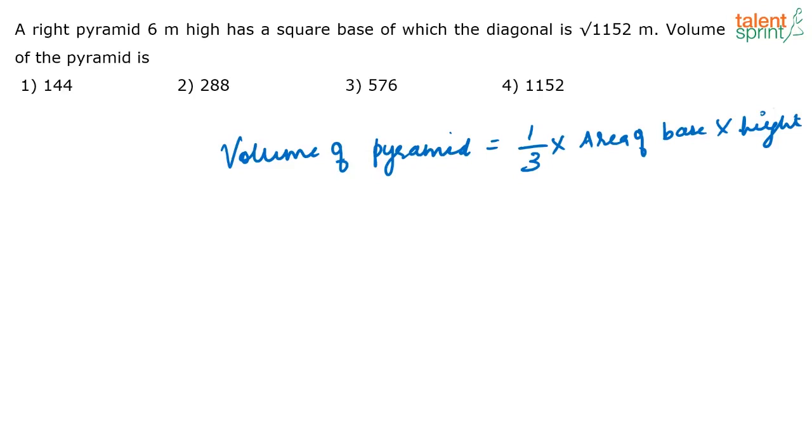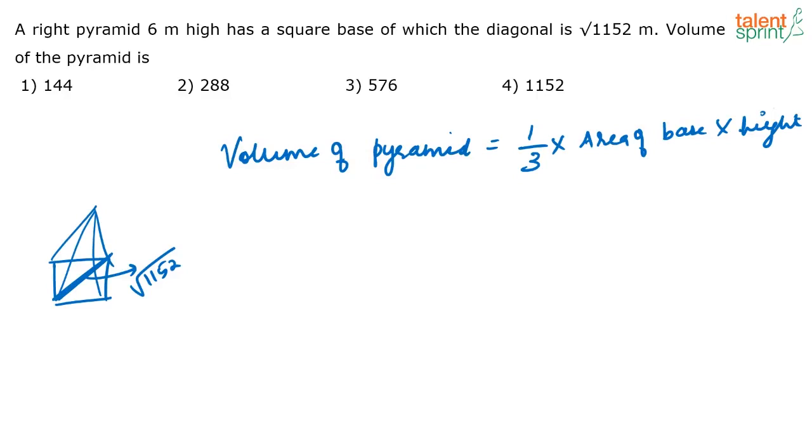So what is the base here? It is a square base. Yes, so the pyramid is going to be somewhat like this. It is going to be a square base, and it is given the diagonal of the square base. This diagonal is given as root of 1152. So here what do you do? What is the volume of the pyramid? Give me the answer. Yes, so some of you are giving me the answer as 1152.